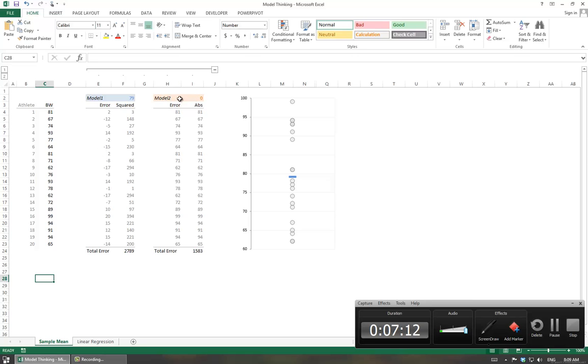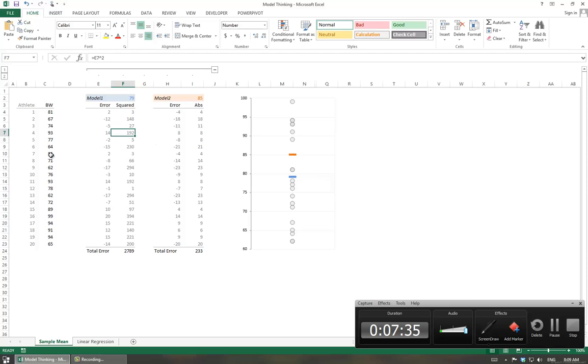Another way to deal with the error is to use absolutes. So in this case, model 2, same procedure. We define a dot, let's say 85. You can see the orange dot. In this case, we use the absolute term. In certain situations, it's better to use this one.